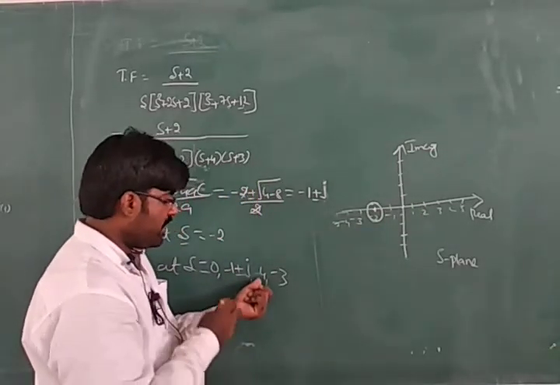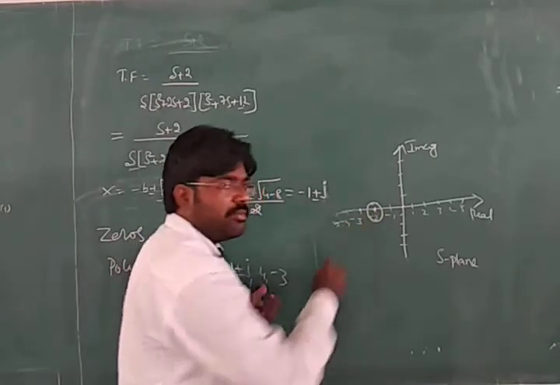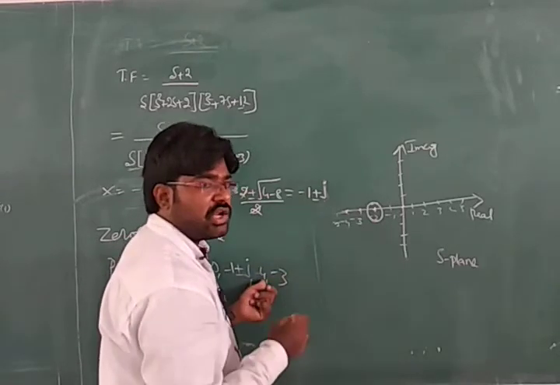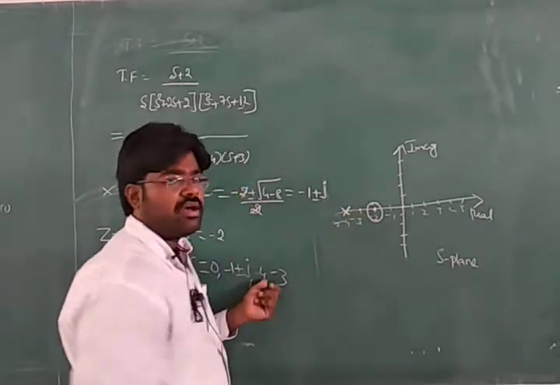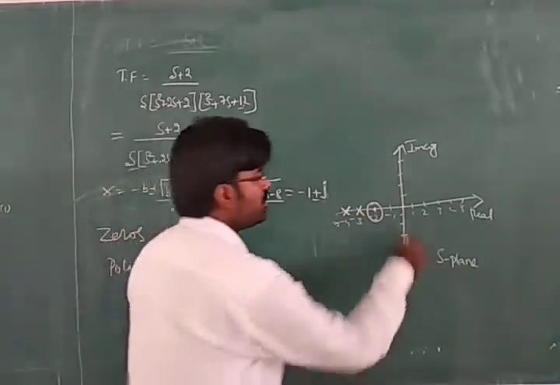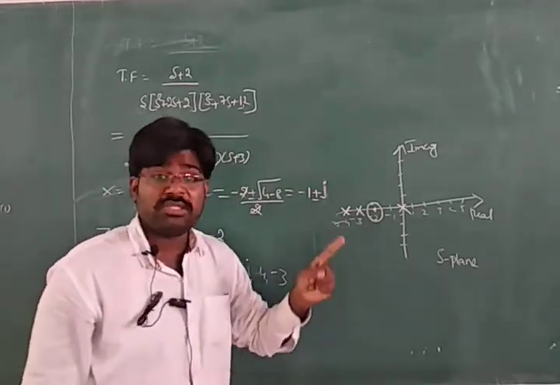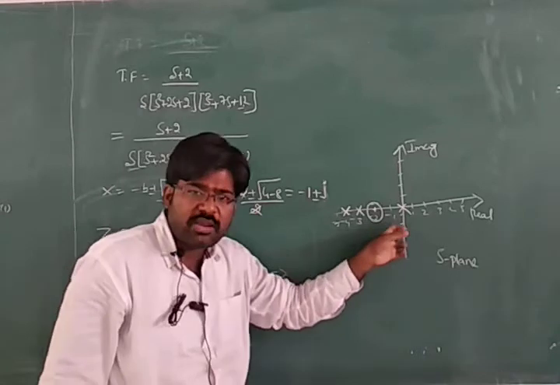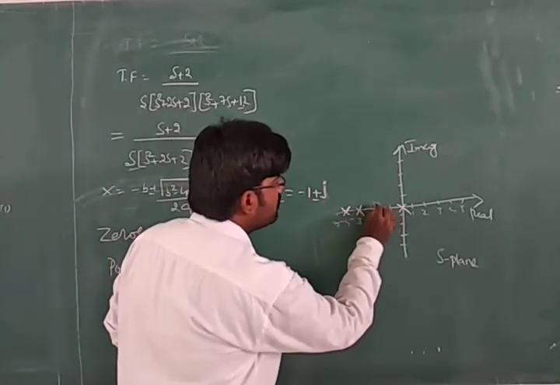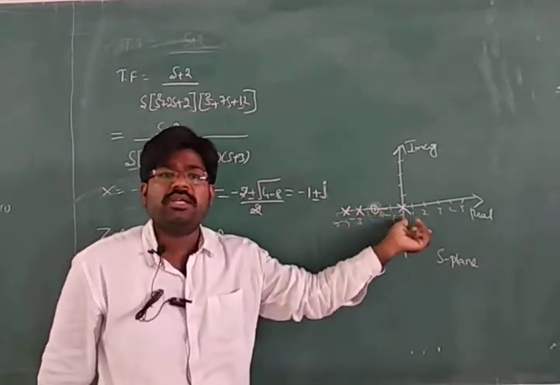At s is equal to minus 1, this I will come to later. At s is equal to minus 3 you have 1 pole. At s is equal to minus 4 also you have 1 pole. Poles are denoted with cross marks. Identify the poles and represent them with the cross mark. Poles are represented with cross marks and zeros are represented with circles. Here I have to draw a small circle, not that big. So a circle represents zeros, a cross mark represents poles.